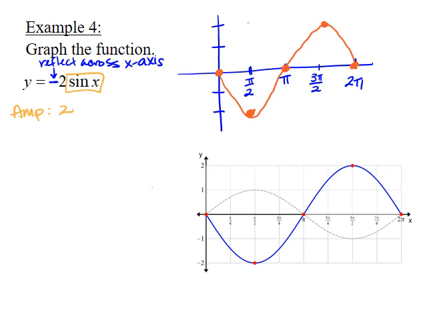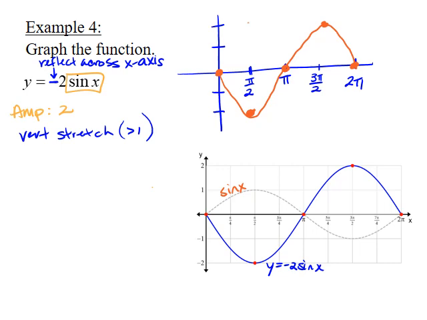And here is a comparison again. The dashed line is the graph of sine of x, and the blue line is the graph of -2 sine of x. So you can see that we have a vertical stretch, because 2 is greater than 1. Okay, so it's kind of nice to see this comparison here.